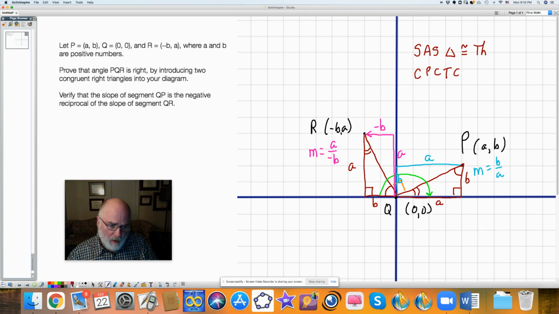When I take the product of these two slopes, if I go B over A times A over negative B, I get negative 1. We know that the slope of two perpendicular lines that are not 0 and undefined, because you can't multiply 0 and undefined, must be opposite reciprocals. Their product is negative 1. We'll change the sign and we flip it, opposite reciprocal. And here you have it.